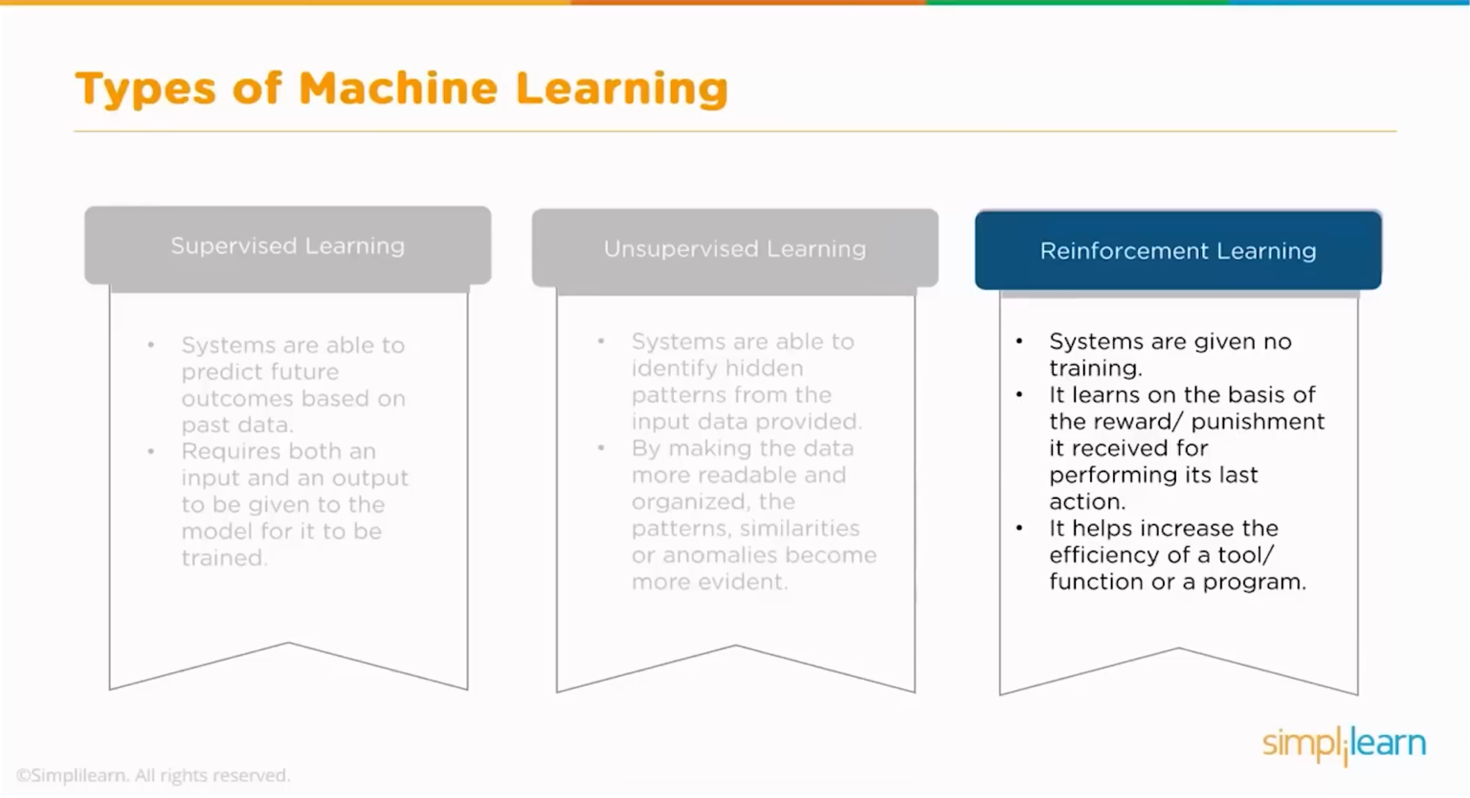And finally, there's reinforcement learning. Systems are given no training. It learns on the basis of the reward punishment it received for performing its last action. It helps increase the efficiency of a tool function or a program. Reinforcement learning is kind of you give it a yes or no. Yes, you gave me the right response. No, you didn't. And then it looks at that and says, oh, okay, so based on this data coming in, what I gave you was a wrong response, so next time I'll give you a different one.